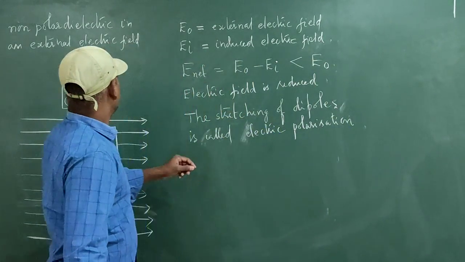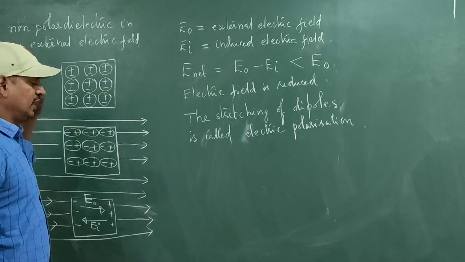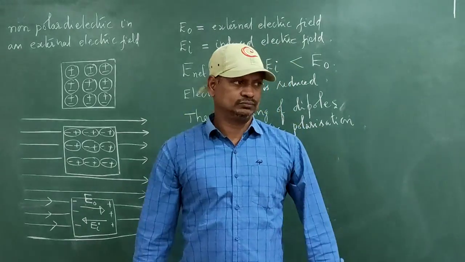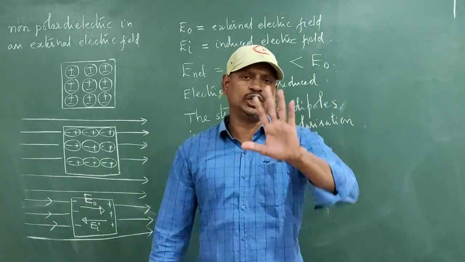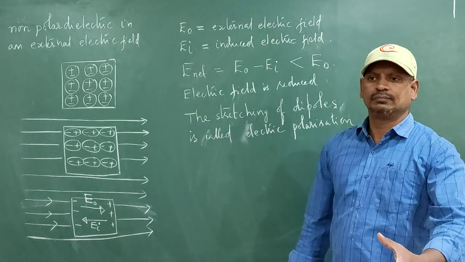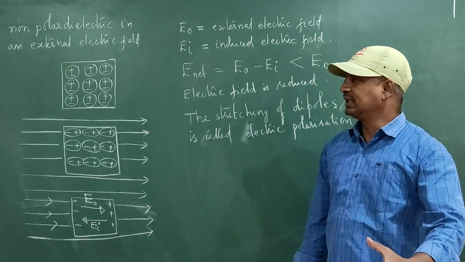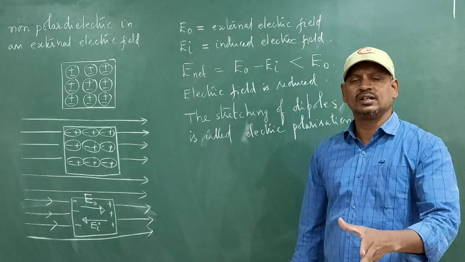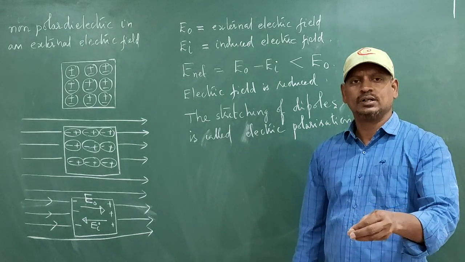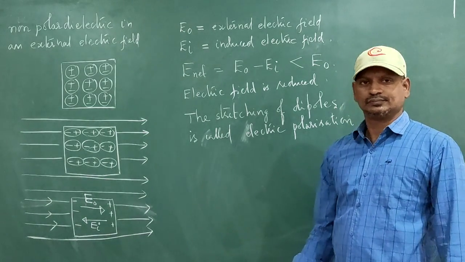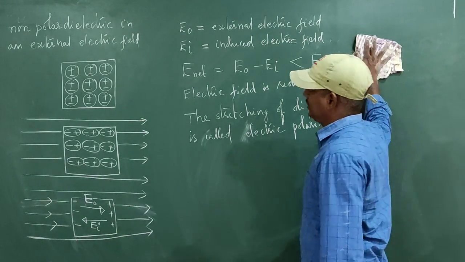And this is the way a non-polar dielectric behaves. Let's say in a space there is an electric field E naught. If you keep a non-polar dielectric, what happens? Inside that dielectric slab, the electric field will be reduced. Is that clear?